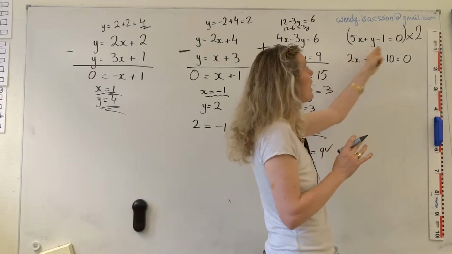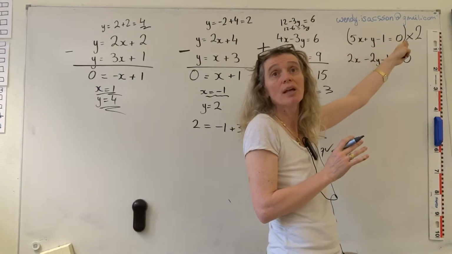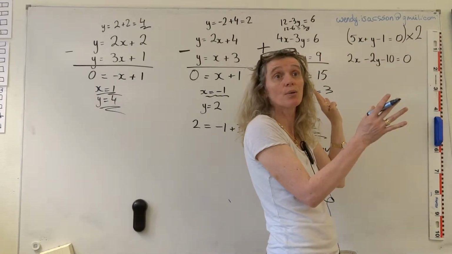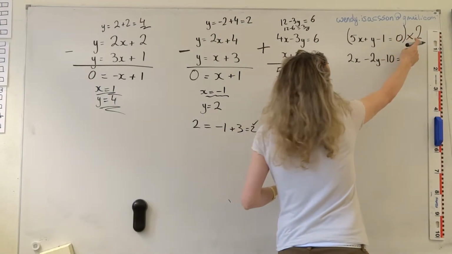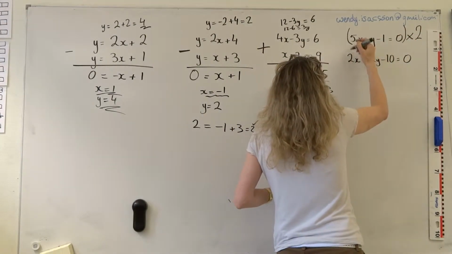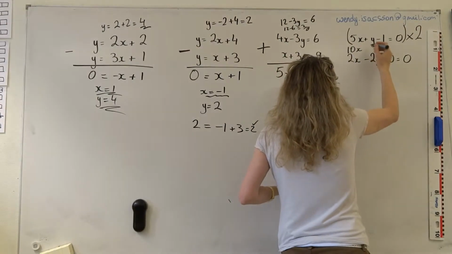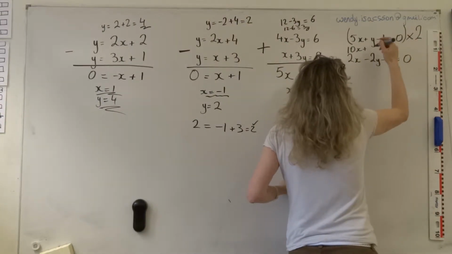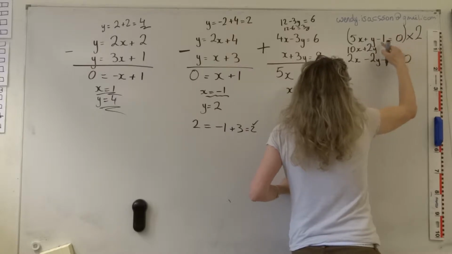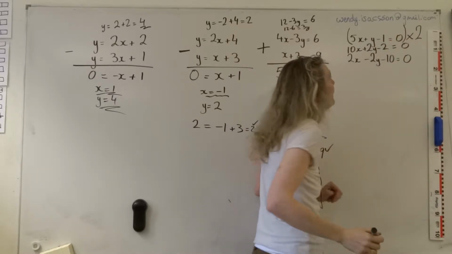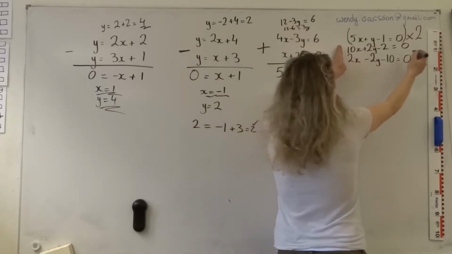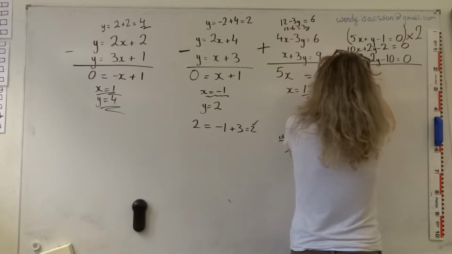So I can rearrange this top equation as long as I do the same thing to both sides of the equal sign. With any equation, I'm allowed to do what I want. So multiply this by 2, it gives me 10x plus 2 lots of y plus 2 times minus 1, minus 2 equals 0. Now I've got these two equations and I can just add them.